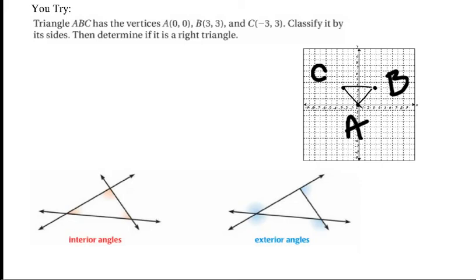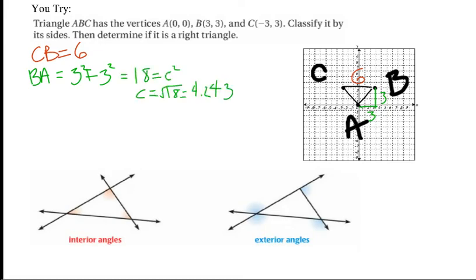Alright, so the distance from B to C is probably the easiest one, and if you count that, there's 6 spaces between it. For the next side, BA, you get 3 and 3 for the two sides of that right triangle to make up that side in our black triangle. So you get 3 squared plus 3 squared is 18. This means when we take the square root of 18, we get 4.243.